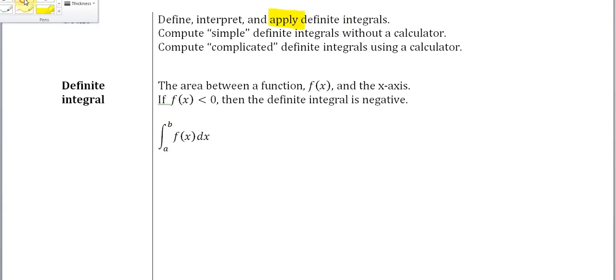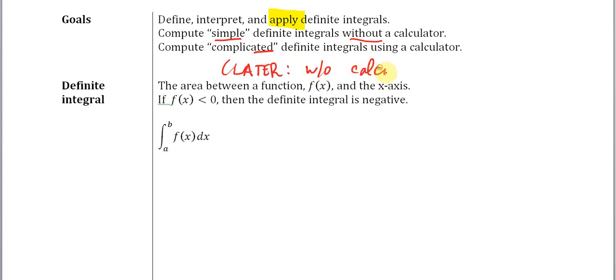Then we'll compute simple integrals. And simple is, I realize, a relative term, but the simplest ones without a calculator at all. And then for the more complicated ones, we will use a calculator. Now, a little bit later in the course, we will calculate even the complicated ones without a calculator. But for now, we get to use our calculator for the problems that are a little too complicated.